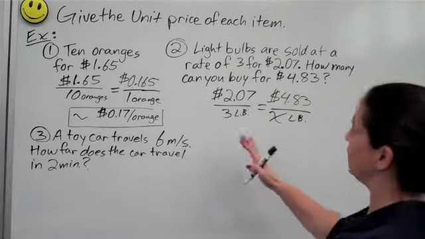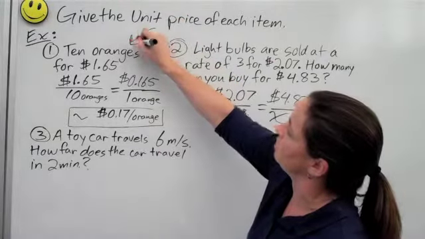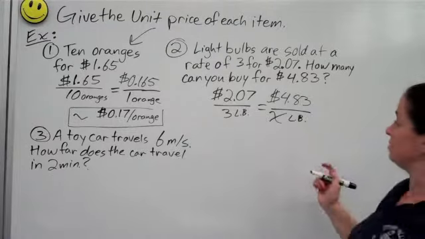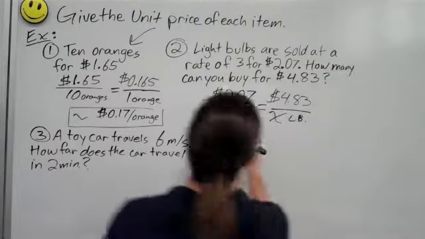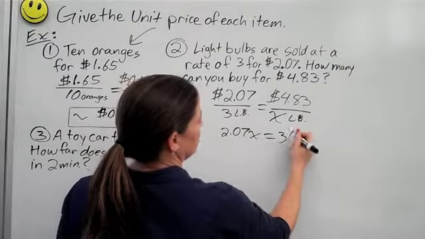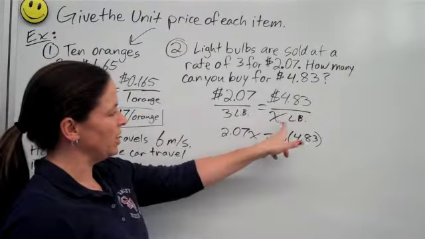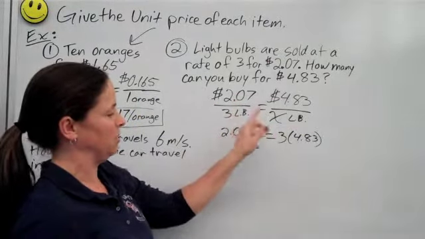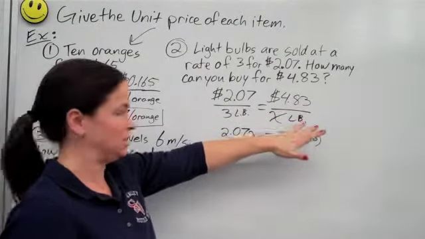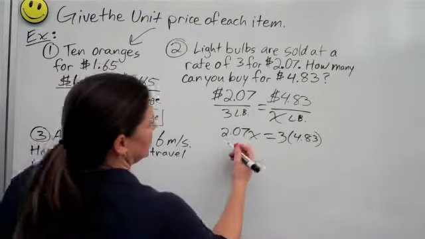The other option of how I can do this is if I don't need to find the unit price, which I did in this one. In this, I could instead just do cross products to solve. So I have x times $2.07, which is $2.07x, and that's going to be equal to 3 times $4.83. Looking at this already, I can figure out logically if it's $2 for 3 light bulbs and it's 4.83, so it's almost $5, this is probably going to be more than 6, maybe even 7 or 8. So I'm going to keep solving.